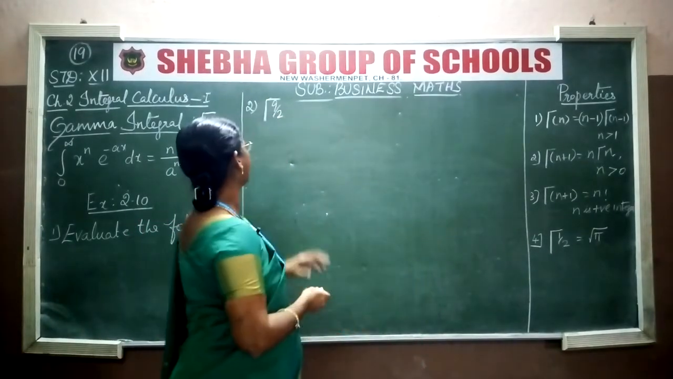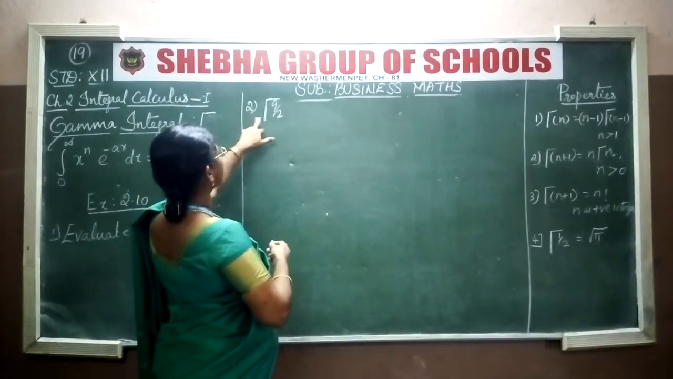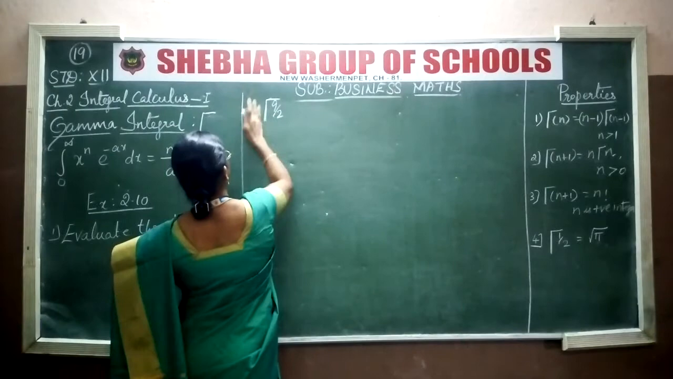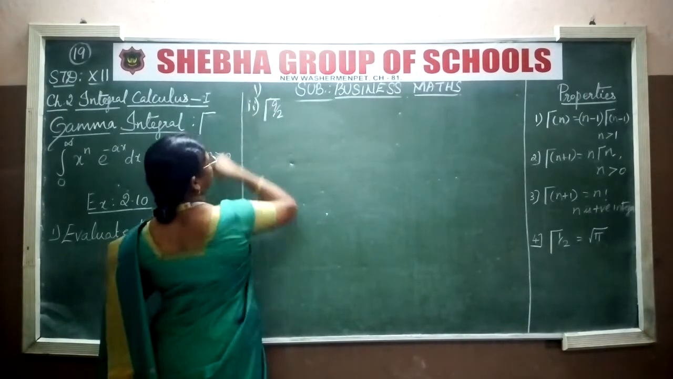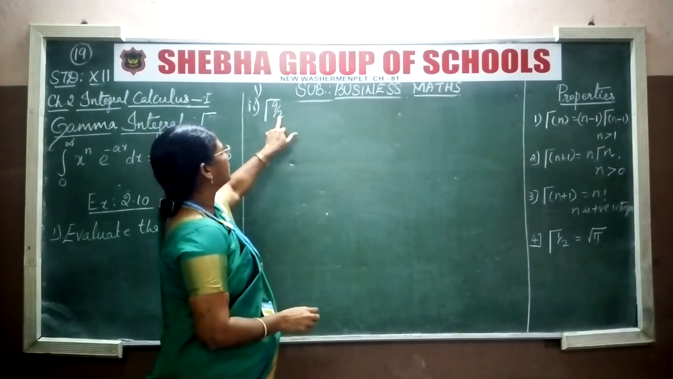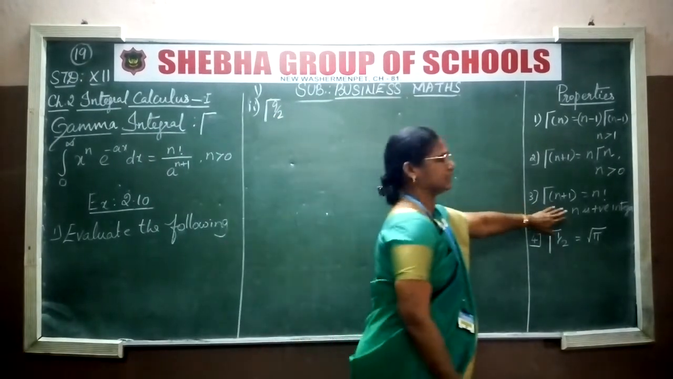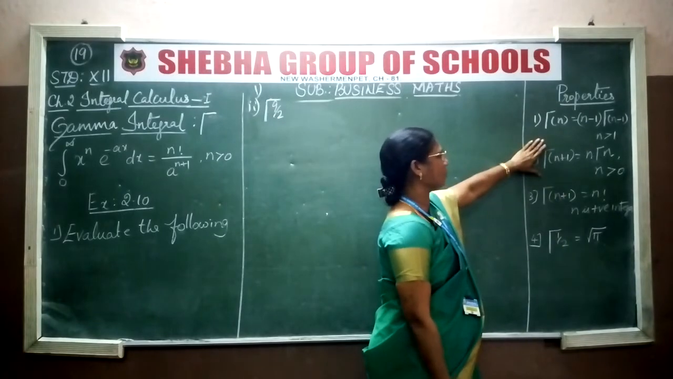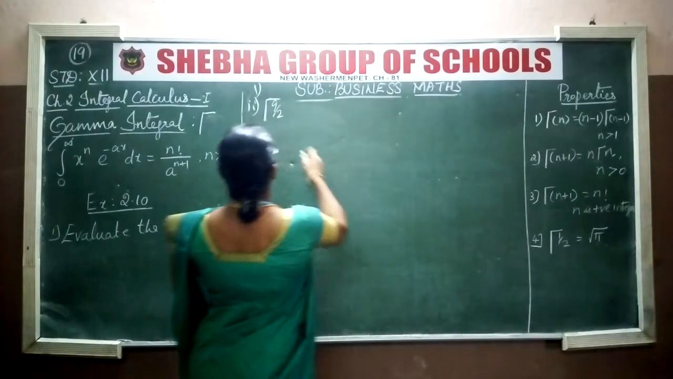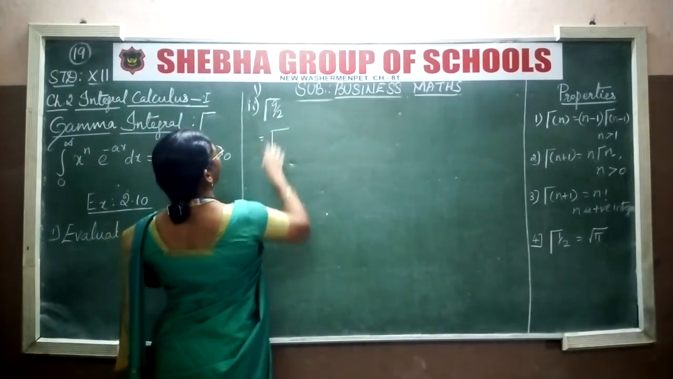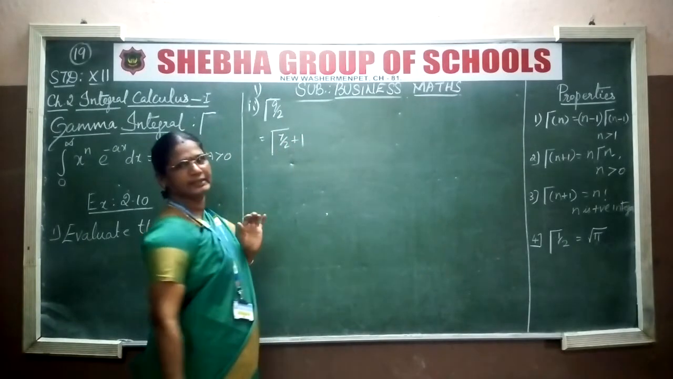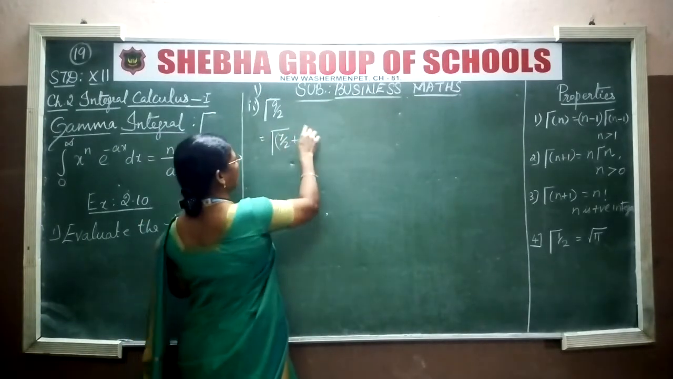Next, this is the second one. Second sum is gamma 9 by 2. This is the second subdivision. First sum, second subdivision, gamma of 9 by 2. So this is not a positive integer, isn't it? So we use this formula. First we write in the form of n plus 1. It is equal to gamma of, we have to write 9 by 2 as 7 by 2 plus 1, isn't it?